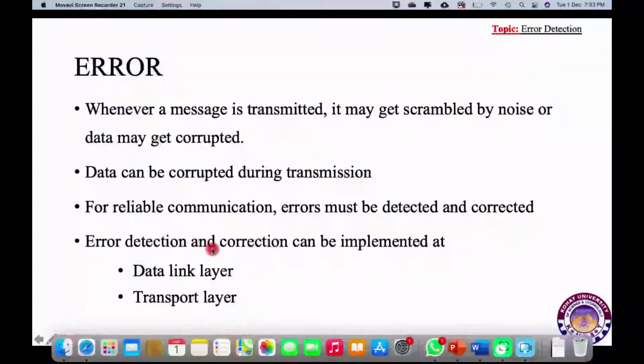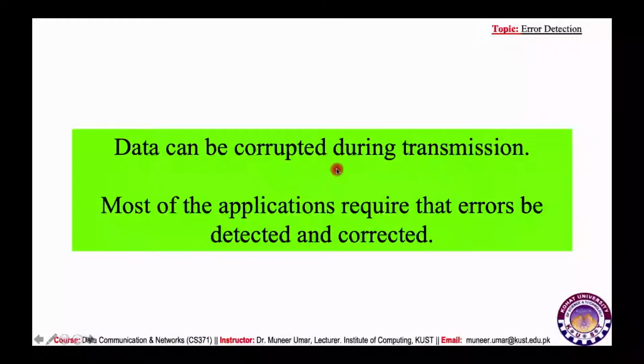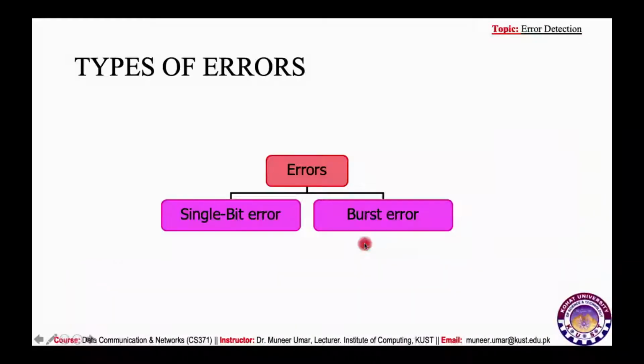Error detection and correction can be implemented at Datalink Layer and Transport Layer. Data can be corrupted during transmission. Most of the applications require that errors be detected and corrected. There are two types of errors: single bit error and burst error.